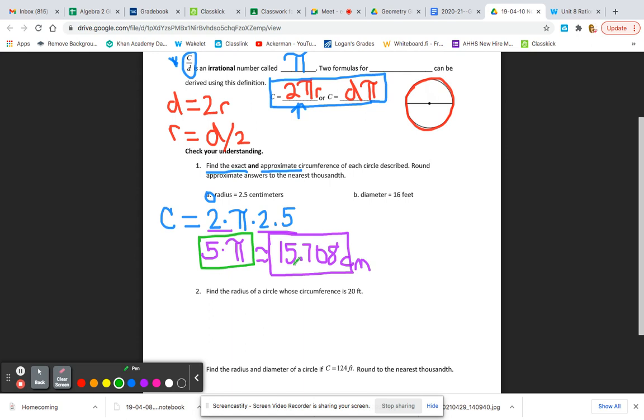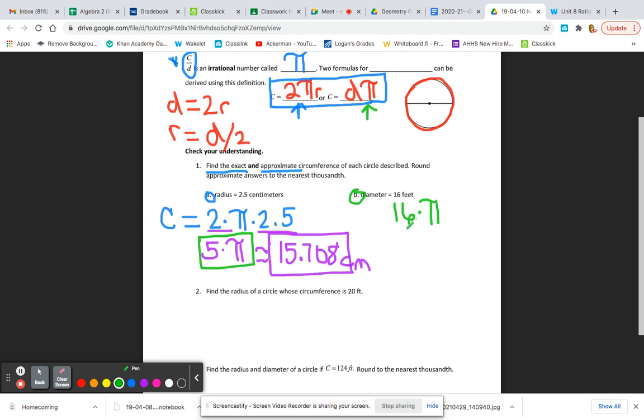The exact, again, is we're going to leave it in terms of pi. Let's try B. So B gives us the diameter. In this case, this is going to be the easier formula to use because we have the diameter. So we're going to do 16 times pi. That is actually already the exact answer. So the exact would be 16 pi.